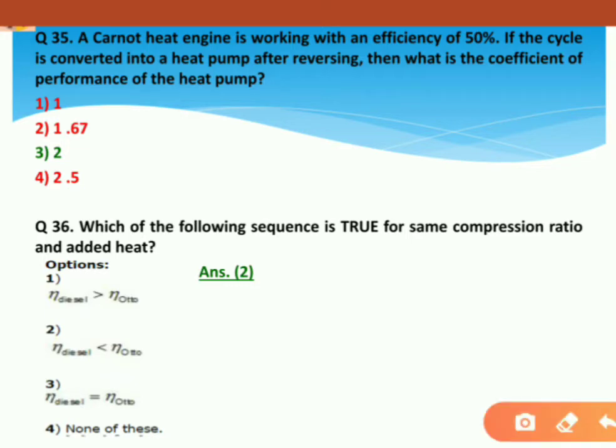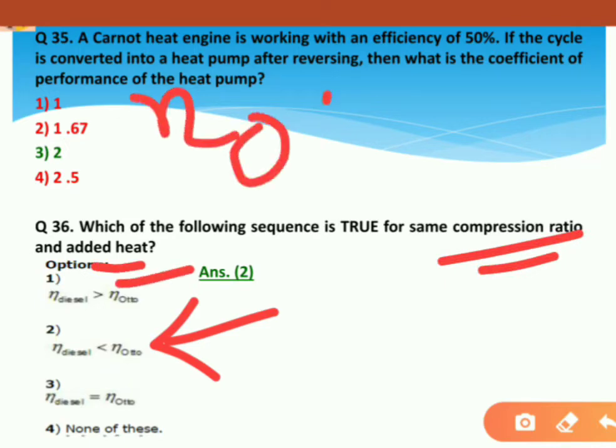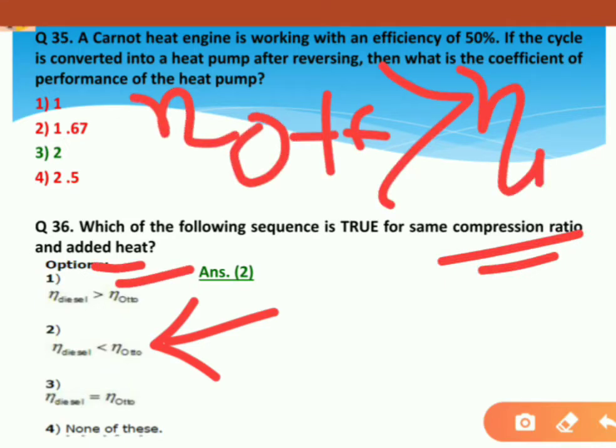36. Which of the following sequence is true for same compression ratio and heat added? Here option 2 will be the correct answer. For same compression ratio and heat added, efficiency of Otto cycle is always greater than efficiency of diesel cycle.